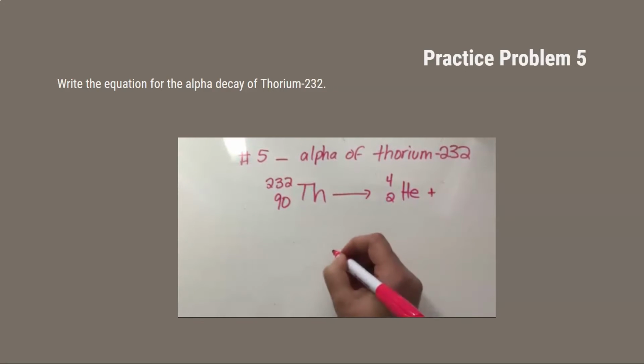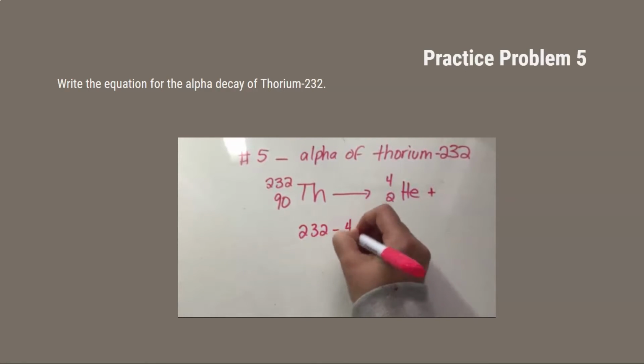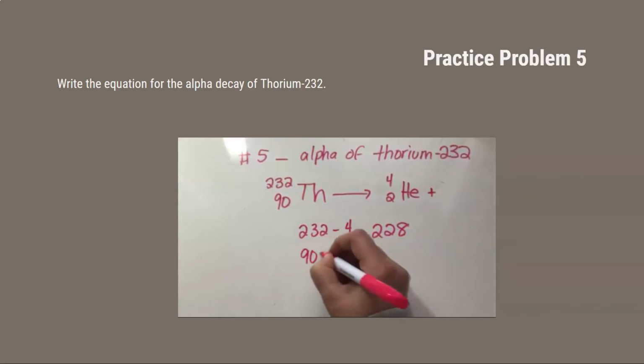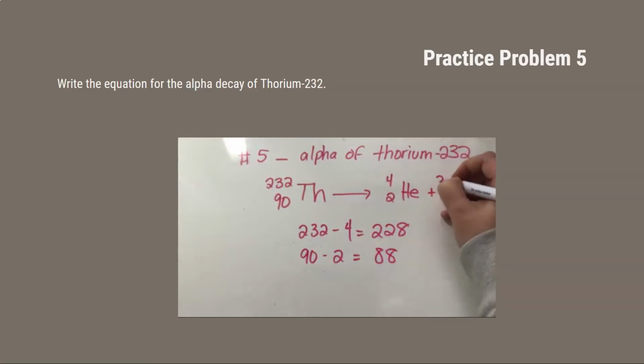So we want to figure out what our new element is by taking 232 and subtracting 4, which gives us 228. We want to take 90 and subtract 2, and we get 88. 88 is our atomic number, so we're going to use it to find it on the periodic table. And when we do, we find radium.